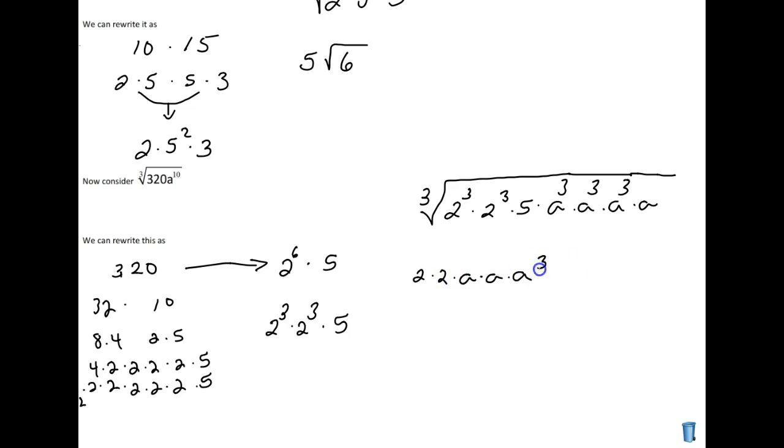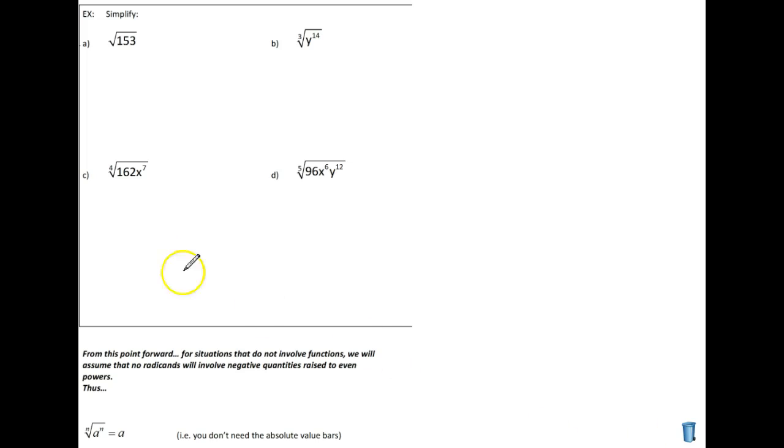And then what stays on the inside? Well, my 5 and my other a. So when all is said and done, this becomes 4 a to the 3rd and then cube root of 5a. Okay? So that's what our goal is when we're simplifying these. Prime factorization can help.